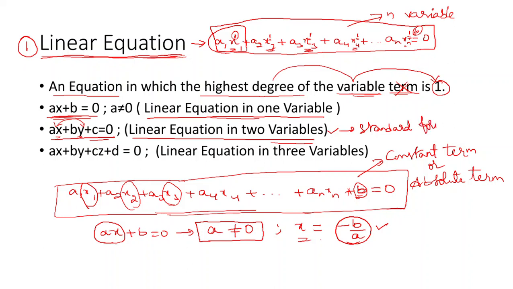If we can represent this equation in a graph, then it would be a straight line. ax plus by plus cz plus d is equal to 0. This is a linear equation in 3 variables. So to sum up all our points, a linear equation is something that has the highest degree of 1 for its variable. It should not be greater than 1.